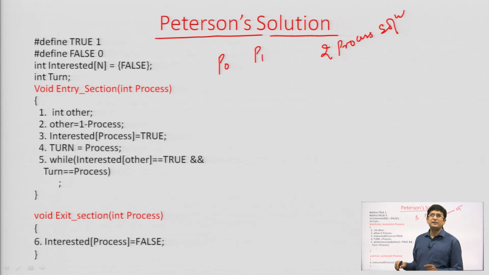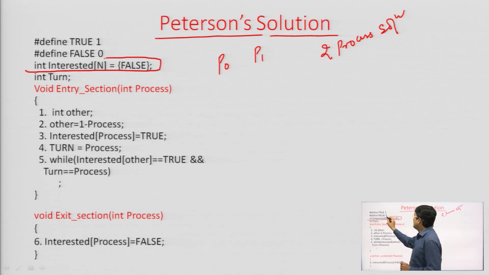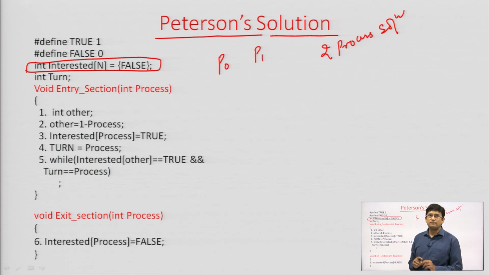For understanding this algorithm, this code, let us say there is an interested array for n processes, here it is 2, and it is set as false for both the processes. Setting the interested values to false means both the processes are not interested. And there is a turn. If you have declared it globally, its value will be 0. So, initially turn is 0, it is the turn for the first process.